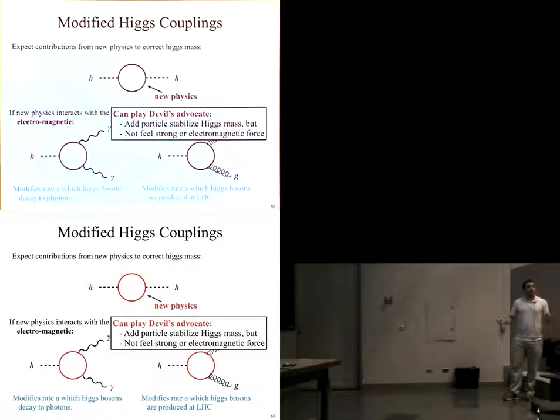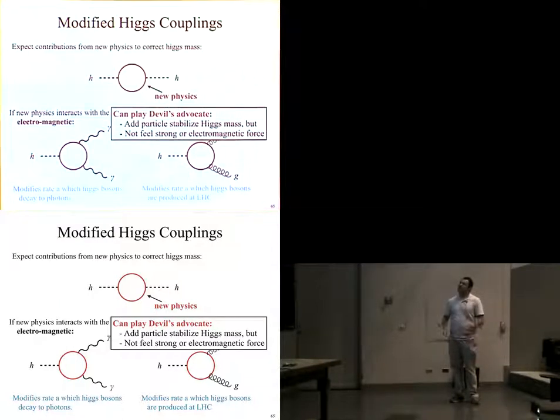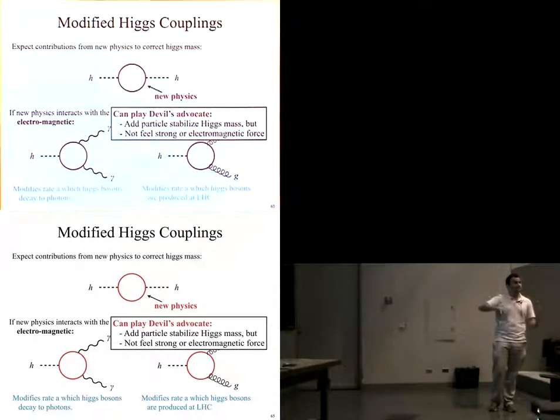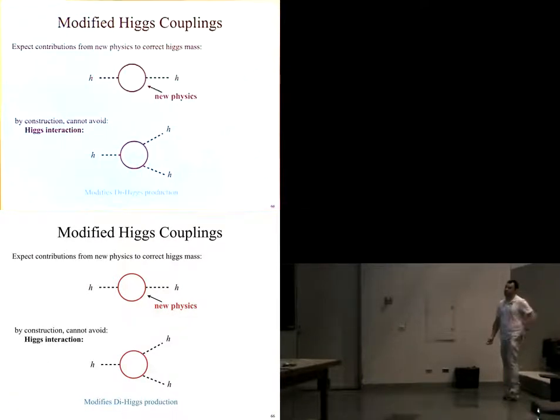That's why measuring the properties of the Higgs production and decay is so important, because you're really putting constraints on what potential particles could be in this loop. Now, of course, we can always play the devil's advocate. We can say, well, I'll put in new particles that fix our problem, but I'll just dictate that these new particles do not feel the strong or electromagnetic force. That way I can solve the problem, and I can evade these constraints from the measurements we've been making of the Higgs properties. However, there's one thing that you can't avoid. If you have this interaction, then by construction, you can't avoid an interaction that looks like this.